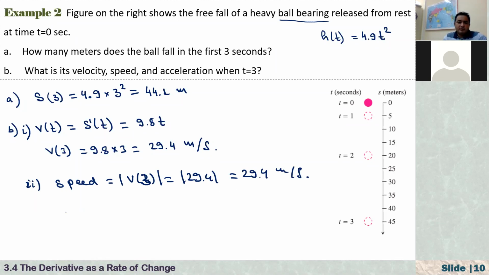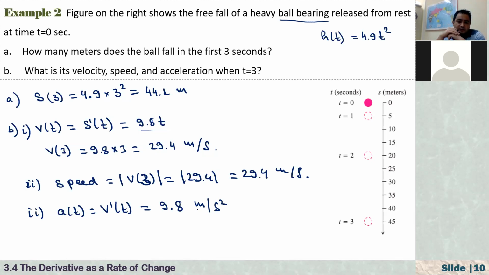And how about the acceleration? To find the acceleration, we have to differentiate the position function 2 times. That means simply v prime of t. What is our v? v is 9.8 t. If you differentiate this one more time, acceleration is 9.8 meters per second over second, that is, meters per second squared.